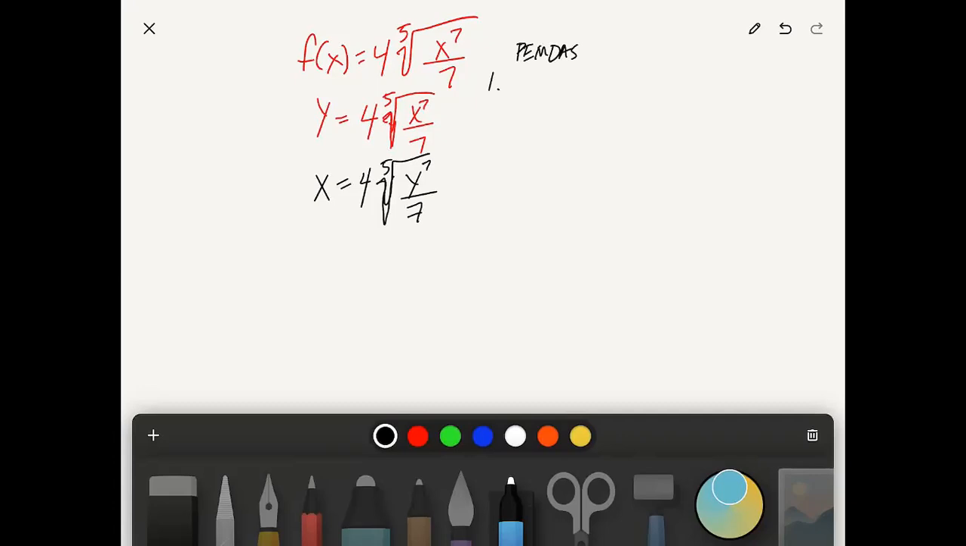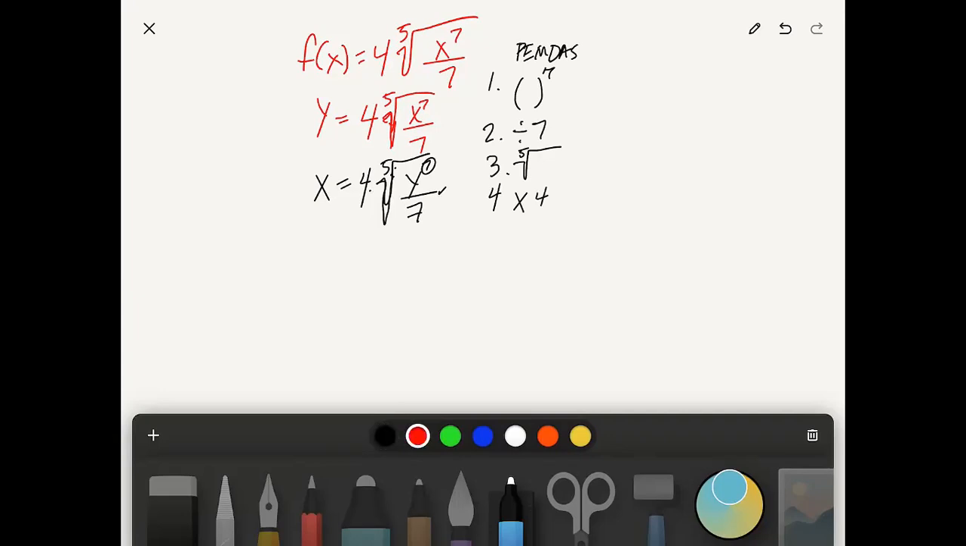And the first thing that we're going to do is raise it to the 7th power. The second thing that we're going to do is divide by 7. The third thing we're going to do is take the 5th root. And the fourth thing we're going to do is multiply it times 4, that little bit right there.